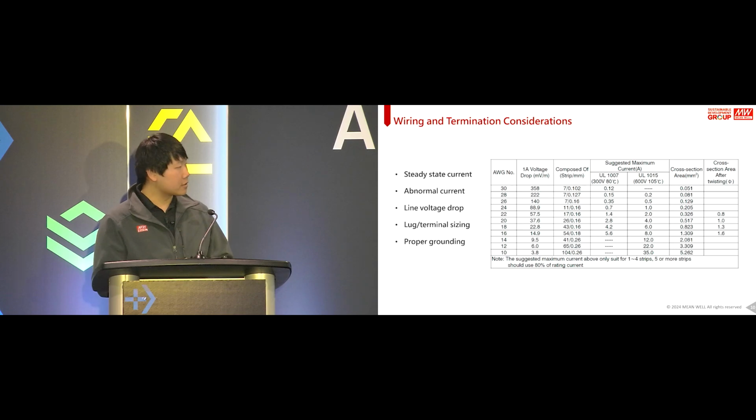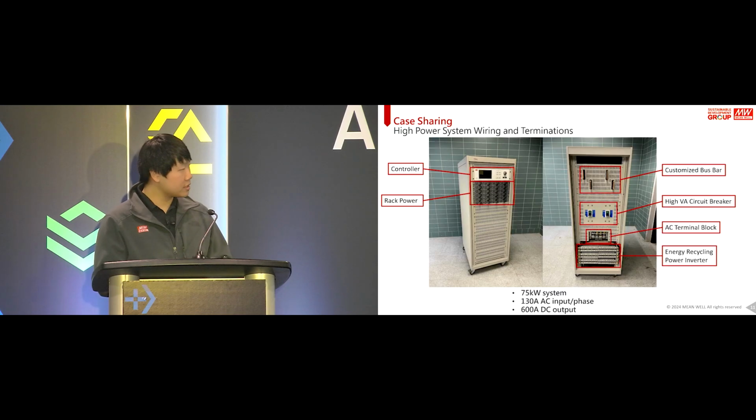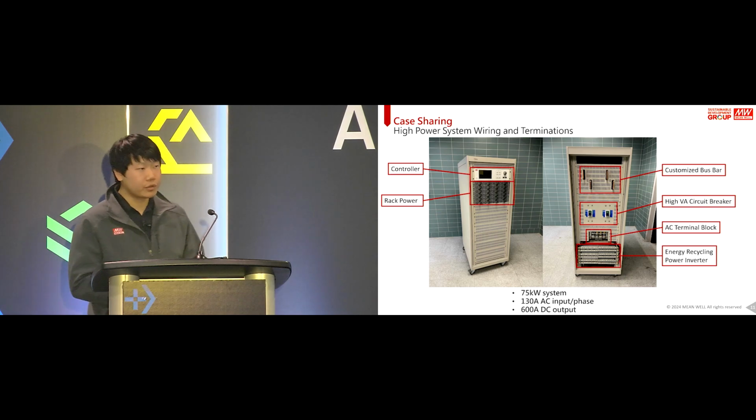And so those are the key considerations. And here's an example of what we are able to do and what we've done for one of our customers in the past. This was a very difficult system to wire, and this was a 75 kilowatt system utilizing 6 racks of the Meanwhile Power solution racks. The input per phase was 130 amps, and the output was 600 amps total.